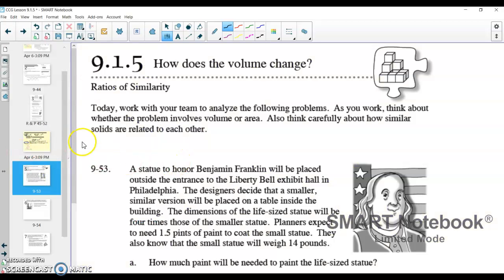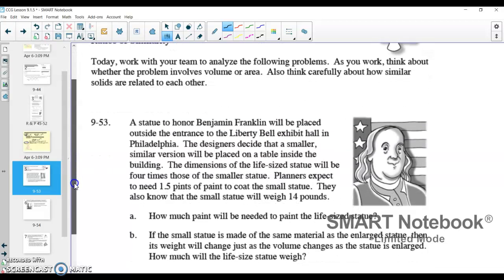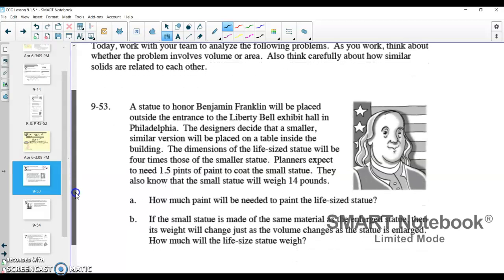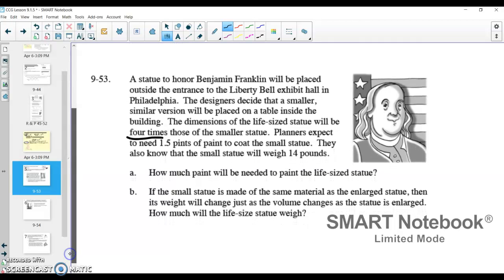Okay, so in 9-53 here, a statue honoring Benjamin Franklin will be placed outside the entrance to the Liberty Bell exhibit in Philadelphia. The designer decided that a smaller, similar version will be placed on a table inside the building. The dimensions of the life-size statue will be 4 times that of the small statue. Planners expect that they'll need 1.5 pints of paint to coat the small statue. They also know the small statue weighs 14 pounds. And so the first question we're asked here, how much paint will it take to paint the life-size statue?